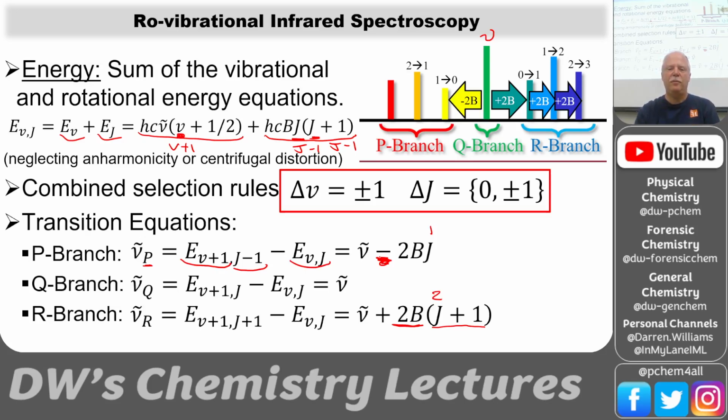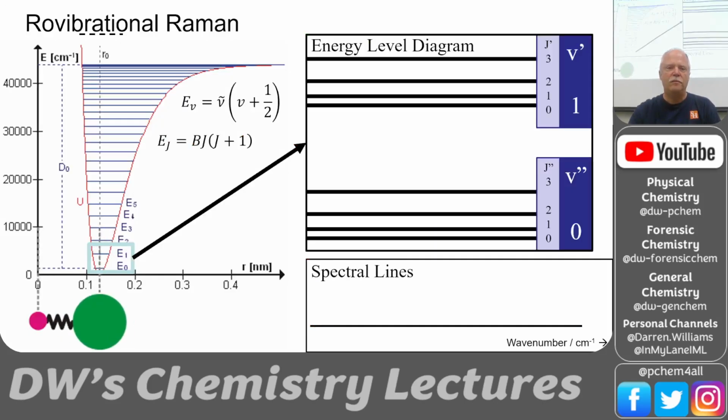If I put a 2 here, so now this is a 2. 2 times 2 is 4. So this is 4B away from the vibrational frequency. And then if I put a 3 in there, then it's 6B away. So you see every one of those spectral lines goes down in wave number by a factor of 2B. Okay, that's what we're going to be doing in lab.